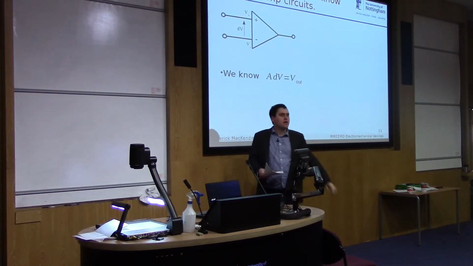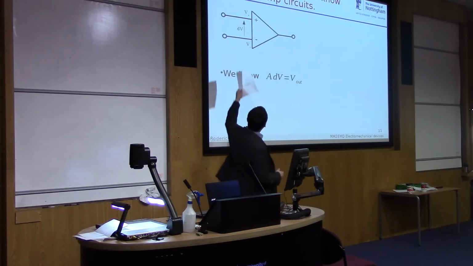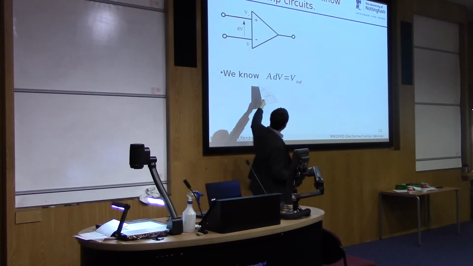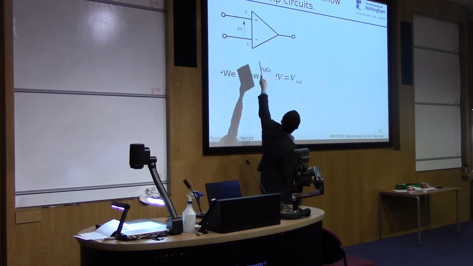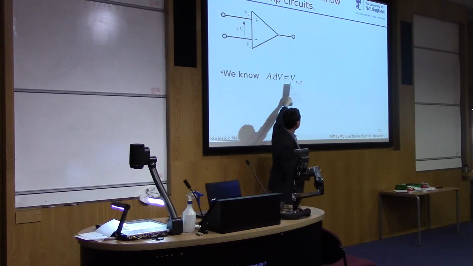The op-amp amplifies the difference in voltage between V plus and V minus. So I'll just repeat it again. The difference between those two terminals, positive and negative, so dV, is multiplied by A, the open loop gain, and you get your output voltage.